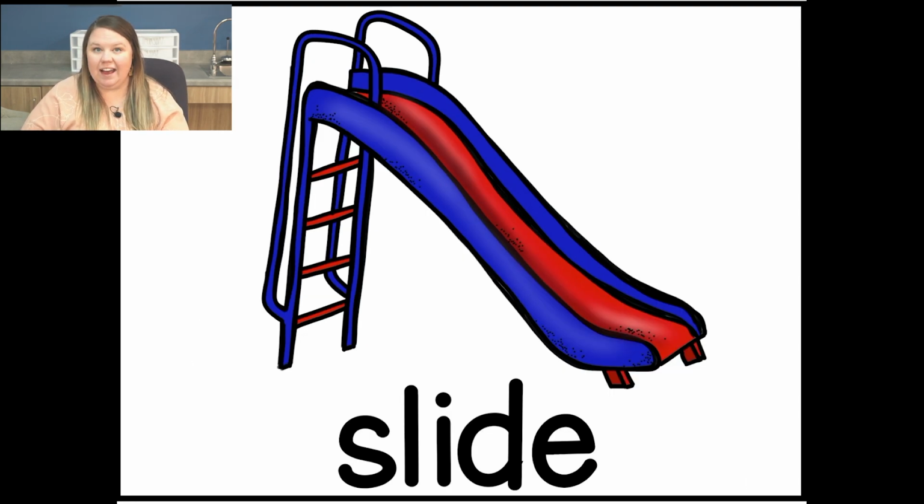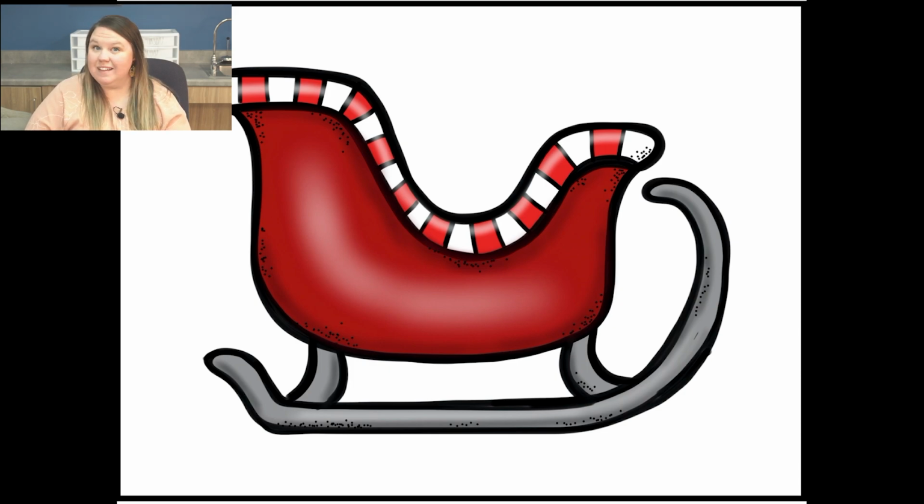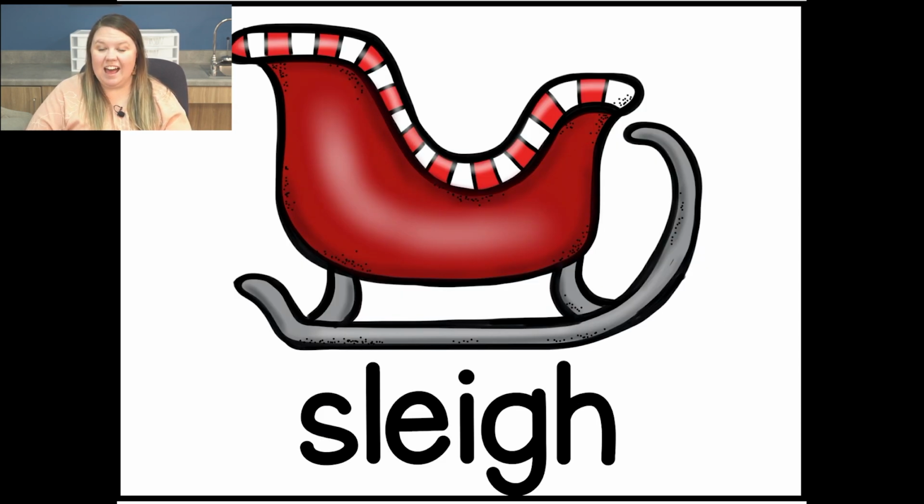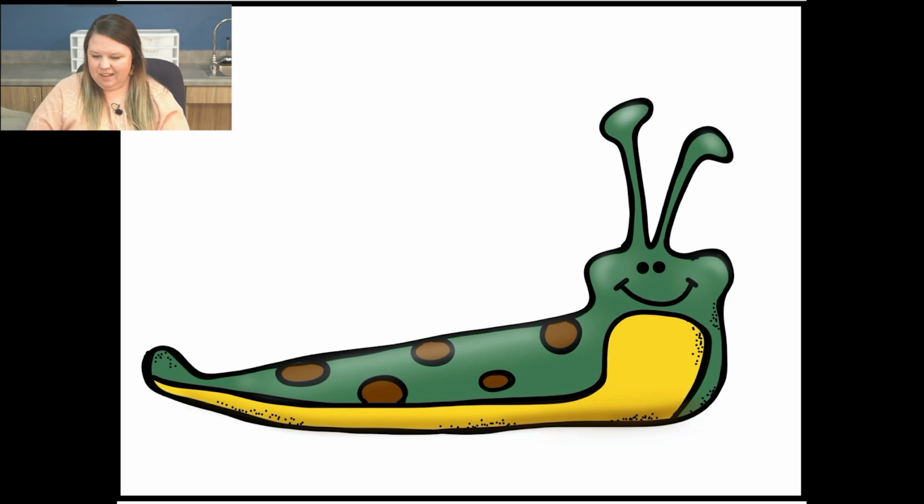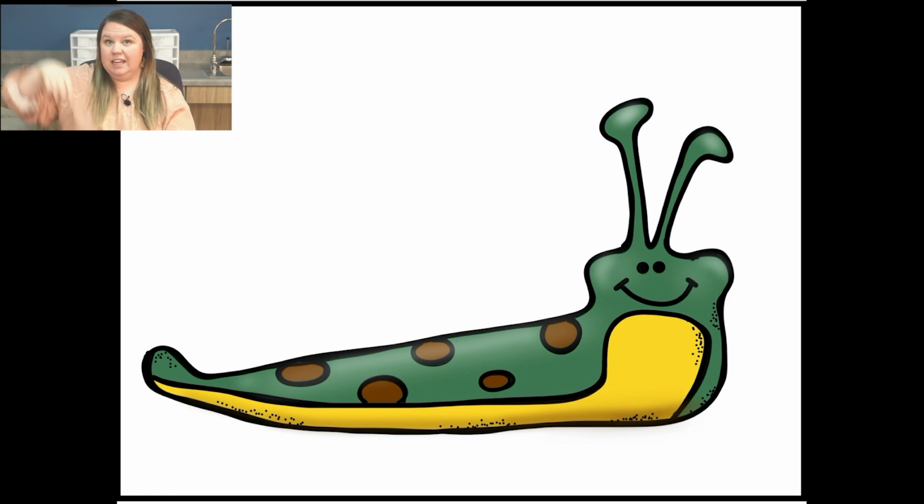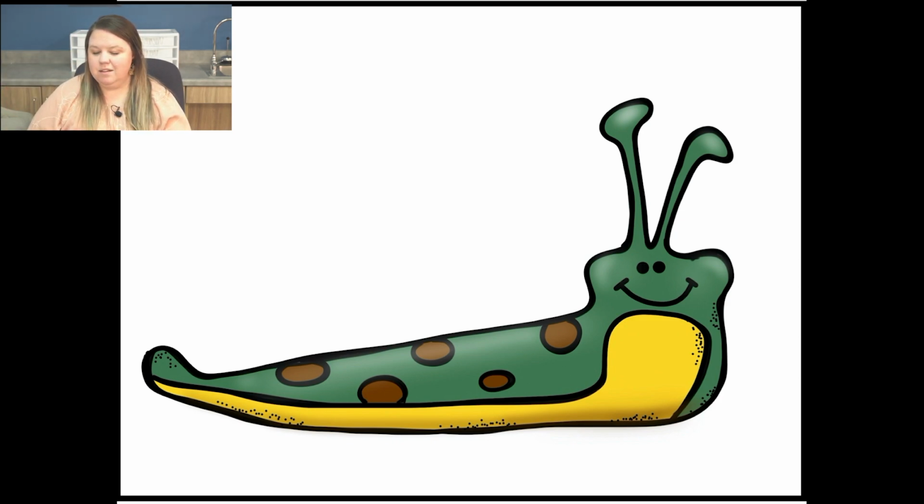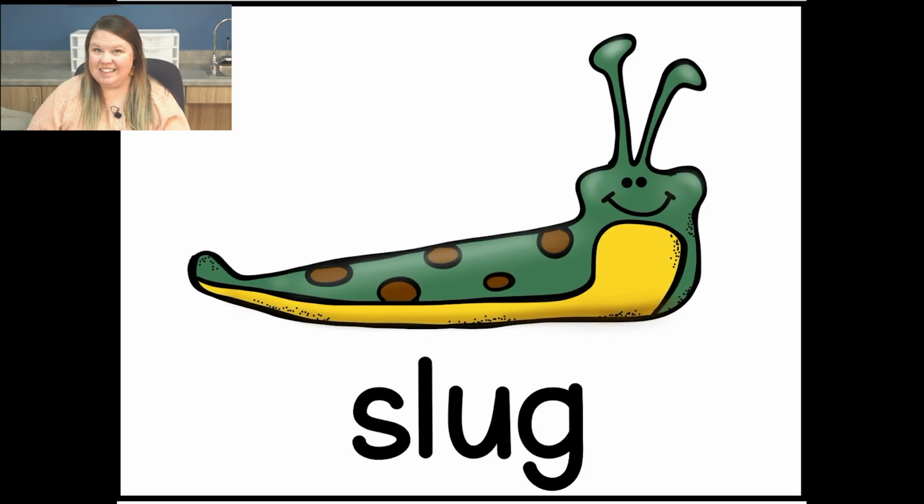Slide. A slide. Good. What's this? I think Santa rides in this. A sleigh. A sleigh. And what is that? Now, before you say snail, I want you to think. Does snail have sl in it? I hear s, but I don't hear ul, because we're looking for the sl blend in this word. What is it? Slug. Slug.